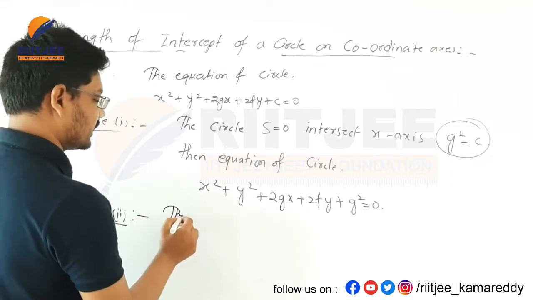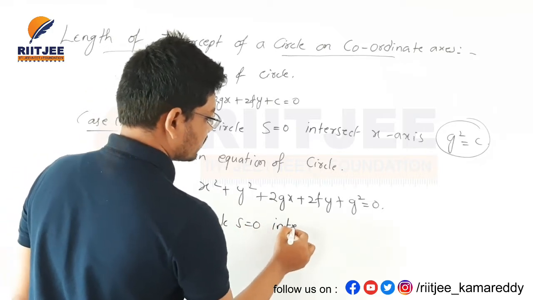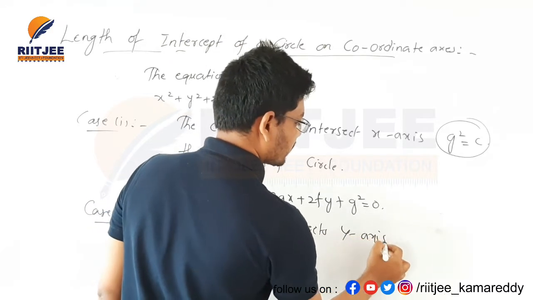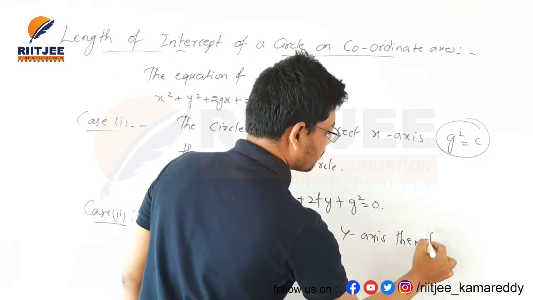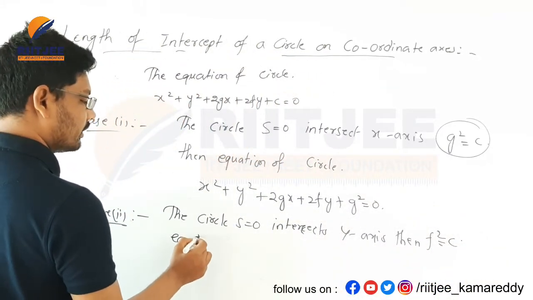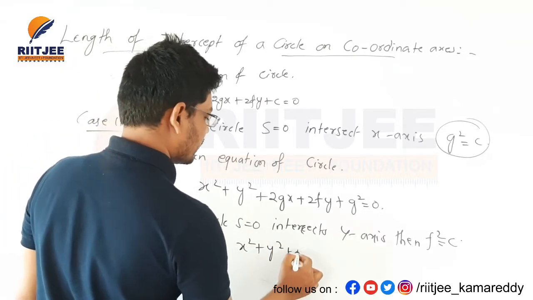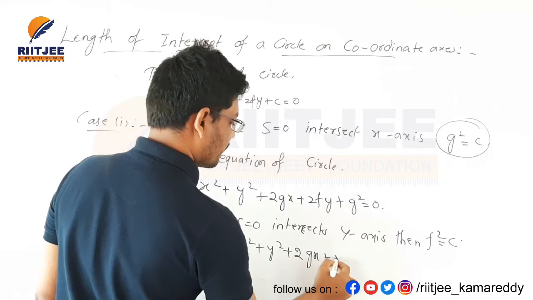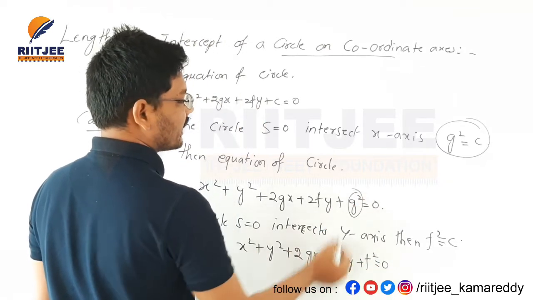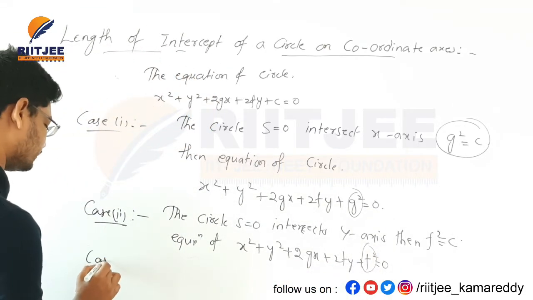In the same way, case 2: the circle S is equal to 0 touches the y-axis, then f square is equal to c, then the equation of circle is x square plus y square plus 2gx plus 2fy plus f square is equal to 0. Here the constant term is changed. Next, case 3.